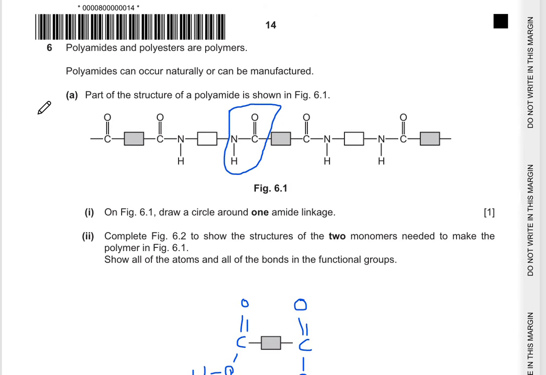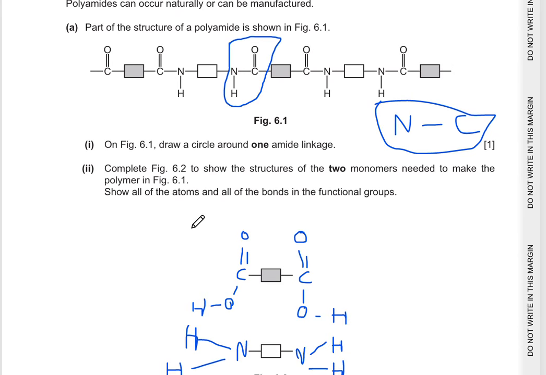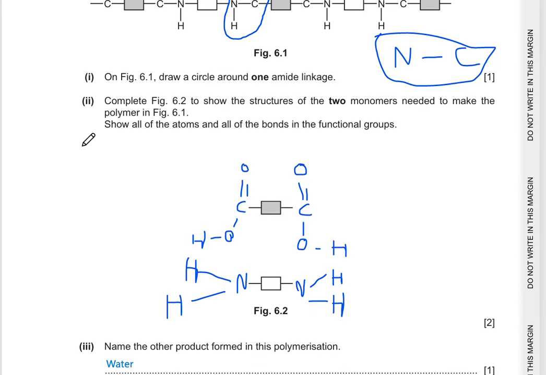Question 6. Polyamides and polyesters are polymers. Polyamides can occur naturally or can be manufactured. Part of the structure of a polyamide is shown in figure 6.1. On figure 6.1, draw a circle around one amide linkage. So the amide linkage is N with C. So this one.